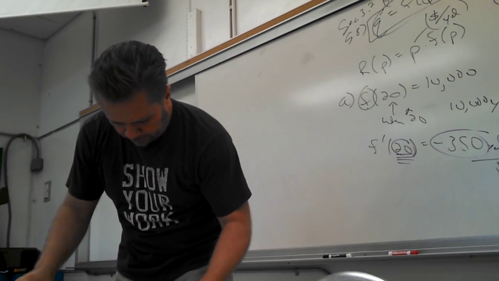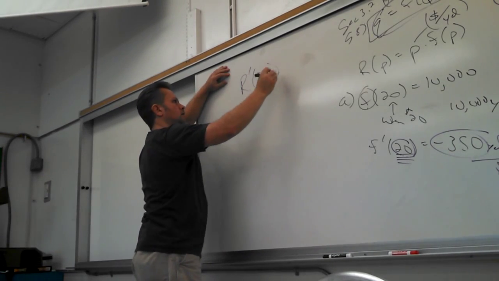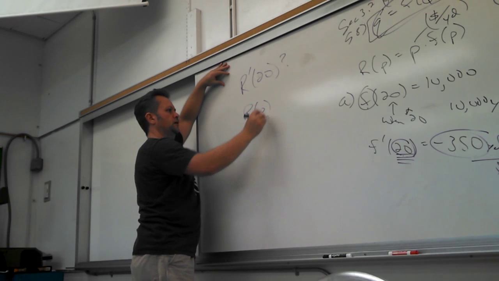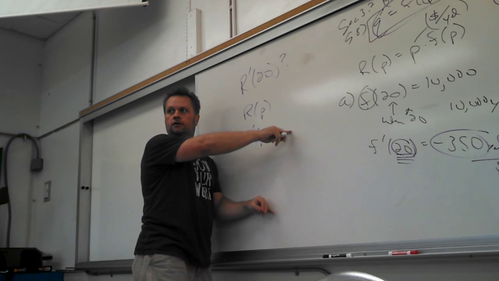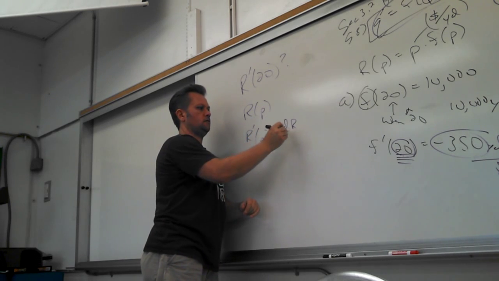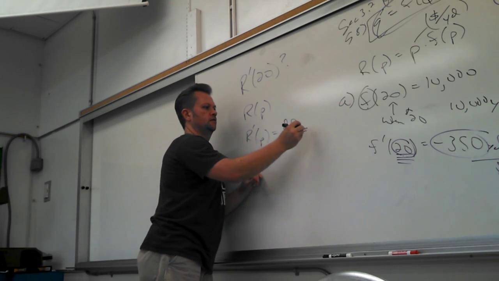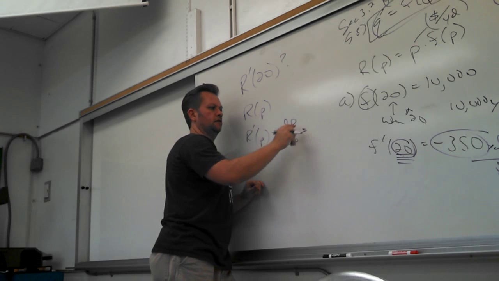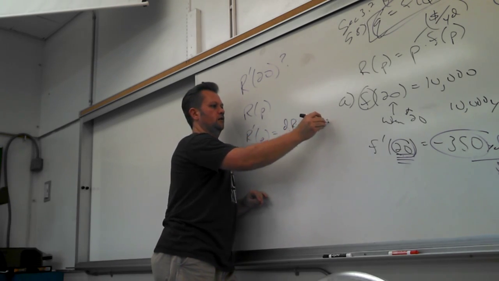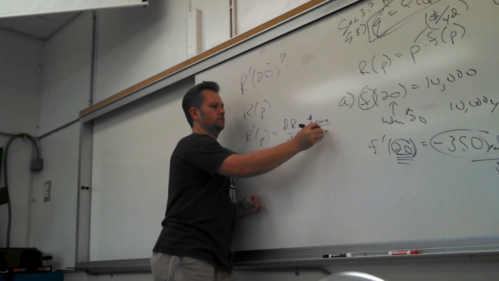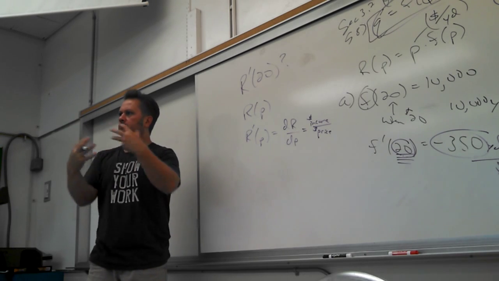Do they talk about the revenue eventually? Yes. So what's R prime of 20? Again, take a step back. What's R prime of P? Now this is interesting. Revenue is, let's say, income dollars, and price is price dollars. So as I change the price, it predicts what my change in income is going to be.